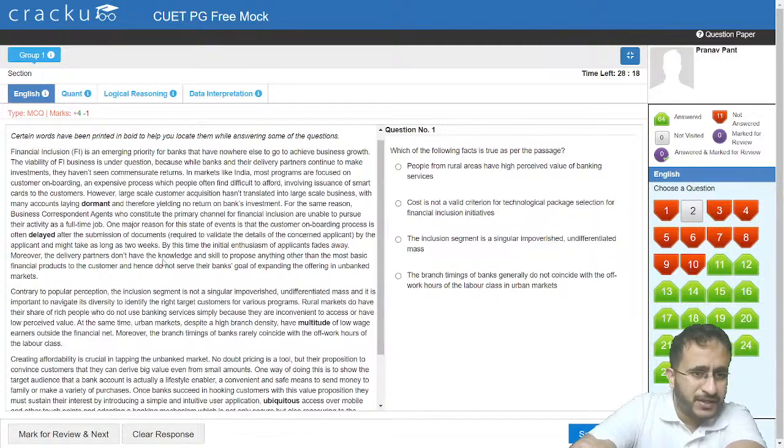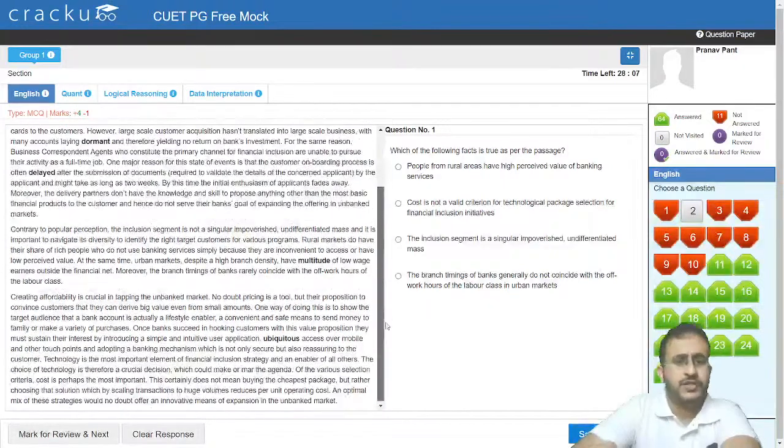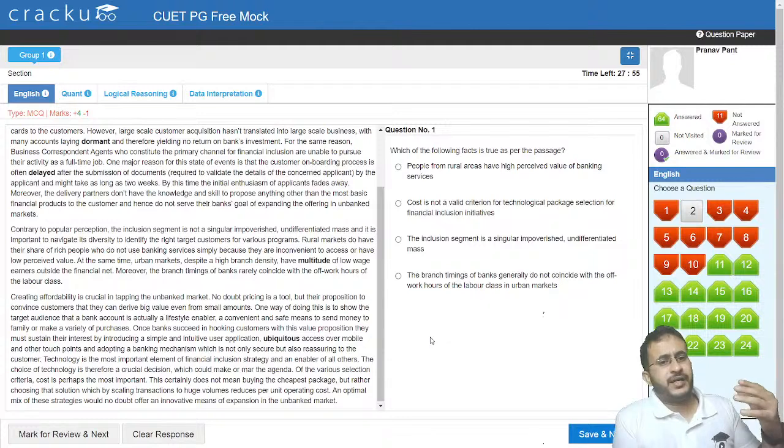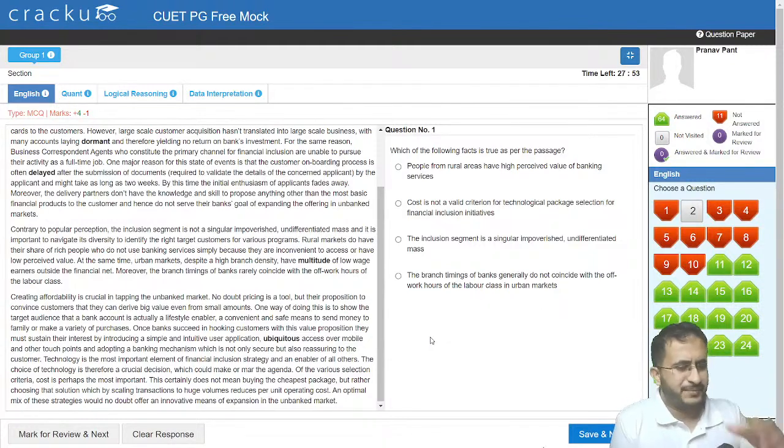Moreover, the delivery partners don't have the knowledge and skill to propose anything other than the most basic financial products to the customer and hence do not serve their bank's goal of expanding the offering in unbanked markets. So basically, what is happening is people do not get enough information about what banking products they can get. Okay, so they do not have much knowledge, and the application takes a long time. Hence, people are not interested in opening their bank accounts or doing banking activities.